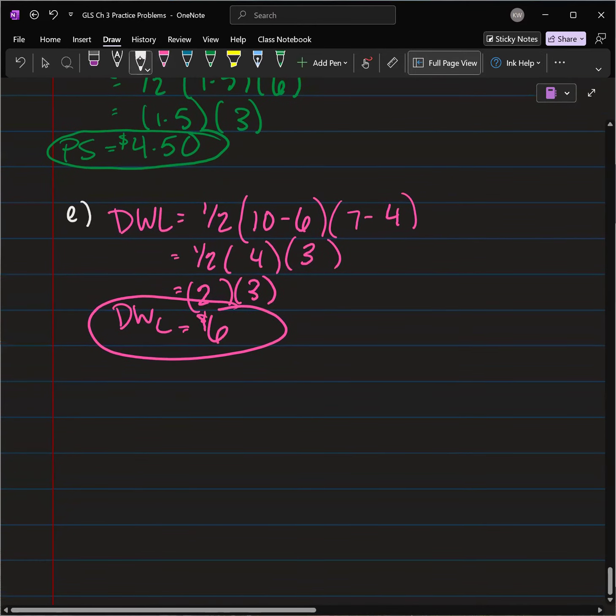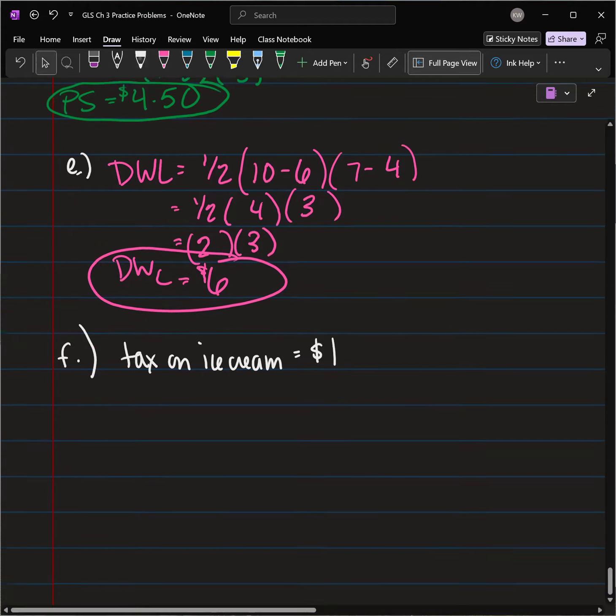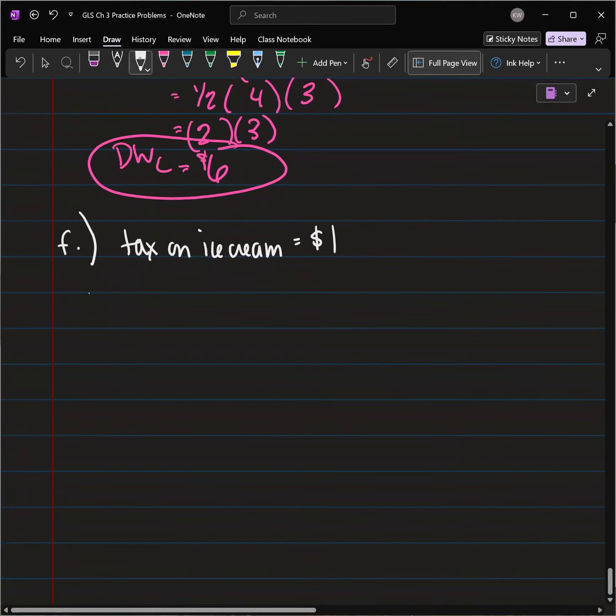In part F, now we're going to move on to the situation where instead of placing a price ceiling on ice cream, the San Marcos mayor is going to tax ice cream instead as a way to reduce consumption. And that tax on ice cream is going to be set to $1. To start, we're going to go ahead and draw our graph again, so our previous one doesn't get too messy.